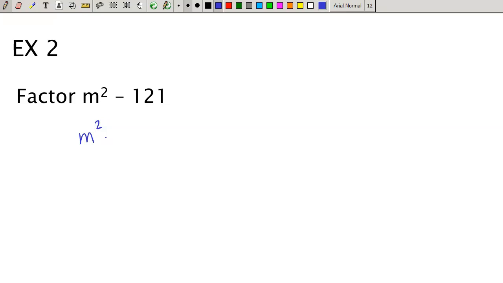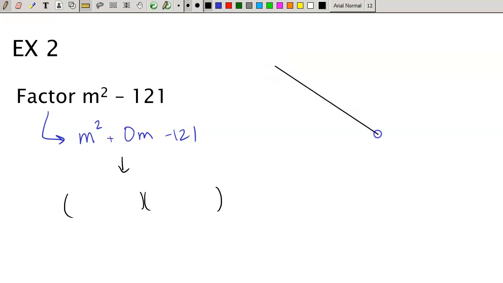We can think about this problem as m squared, and since there is no middle term, we could say plus 0m, because there's no middle term there, minus 121. If we wrote it like this, or thought about it like this, then the problem would be pretty much the same thing that we did in the other problems, right? If I want to factor this, I'm going to get two parentheses, and I can go ahead and figure out what those are if I do the snowflake method.